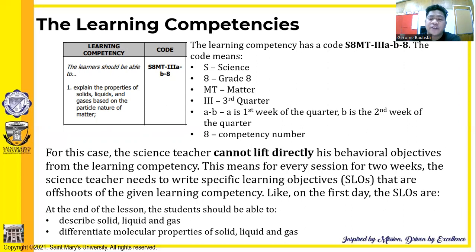So for example, on the first day, the specific learning objectives would be: at the end of the lesson, there's the condition, the students, there's the audience, the students should be able to describe solid, liquid, and gas. Okay? Differentiate molecular properties of solid, liquid, and gas. As you can see, these two objectives at the bottom are related to how they will be able to achieve the learning competencies. Before they can explain the properties of solid, liquid, and gas, they have to know first the descriptions of solid, liquid, and gas, the molecular properties of solid, liquid, and gas. Okay?